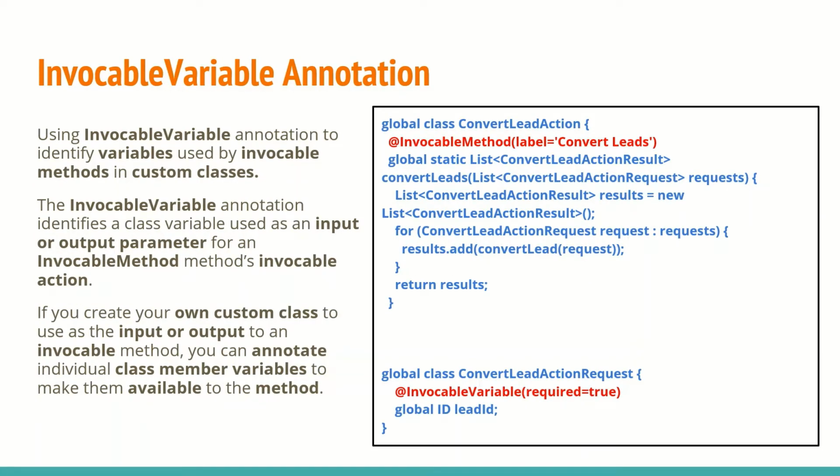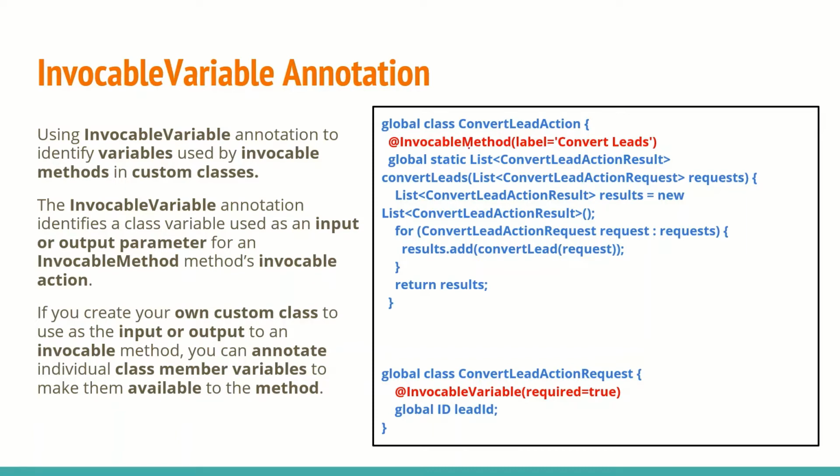Invocable variable annotation. Use this annotation to identify variables used by invocable methods in custom classes. The invocable variable annotation identifies a class variable used as an input or output parameter for an invocable method or invocable action. So if any invocable method is calling a particular variable, that variable should be an invocable variable. If you create your own custom class to use as the input or output to an invocable method, you can annotate individual class member variables to make them available to that method.